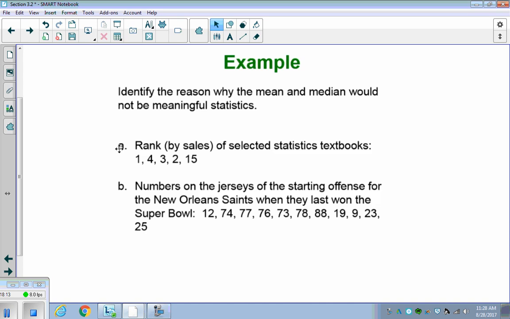What about this? Because the number really is just a representative of a particular person. It doesn't mean anything if we were to add all the jersey numbers and divide them, right? Wouldn't mean anything. Same thing with zip codes. They wouldn't mean anything. Or phone numbers, or social security numbers, or your 700 number at the college.